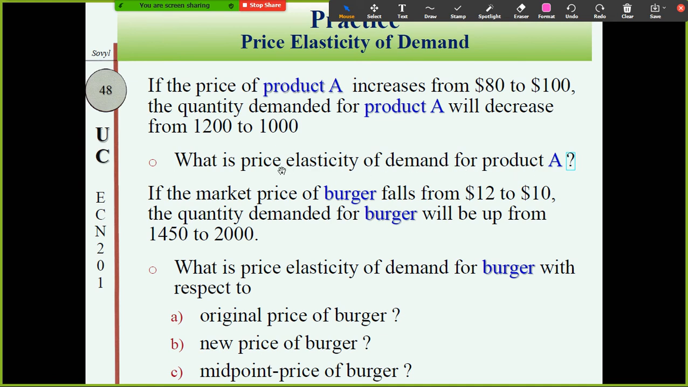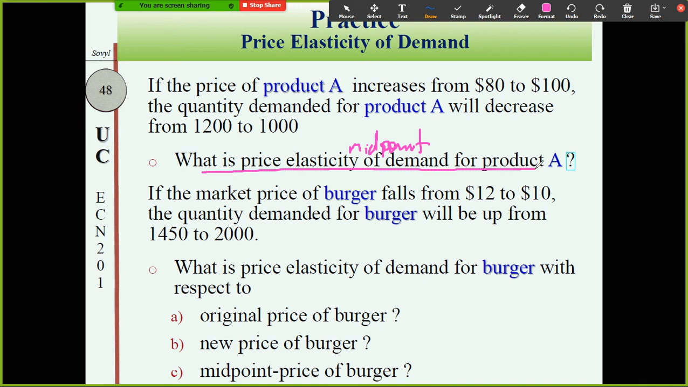The question does not mention the beginning price, the new price, or the midpoint price. If the question does not mention the new price, beginning price, or midpoint price, we must use the midpoint price. Okay, middle price or midpoint price. So if the question is not asking at the beginning price or at the new price, we must use the midpoint price.